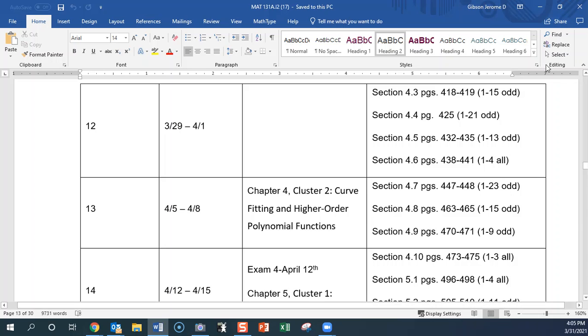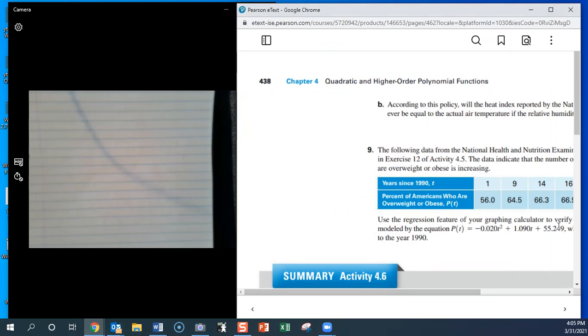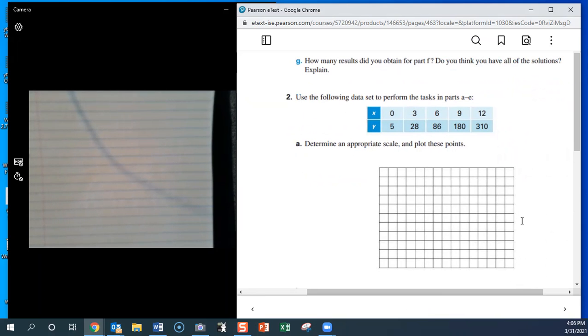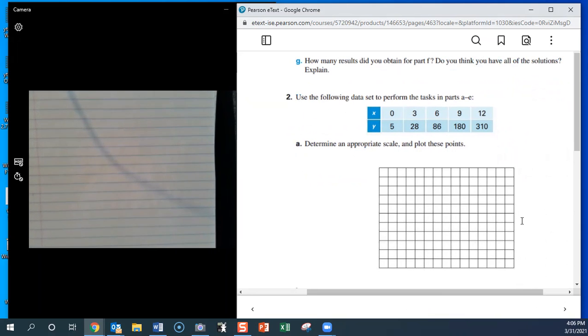Okay, so problem number 2 actually starts on page 439. So let's go over here to page 439. Problem number 2 says use the following data set to perform the task in parts A through E. Okay, it says determine an appropriate scale and plot these points.